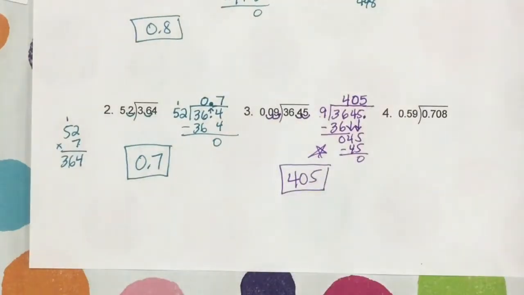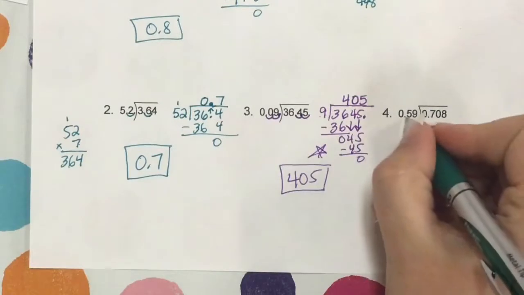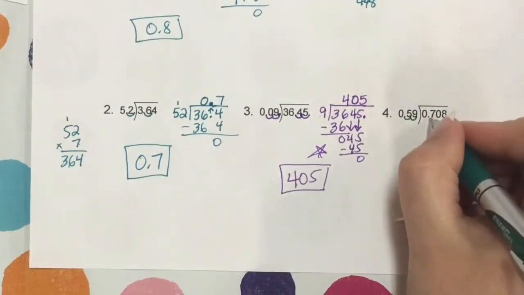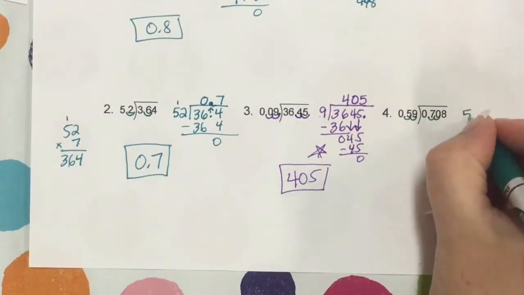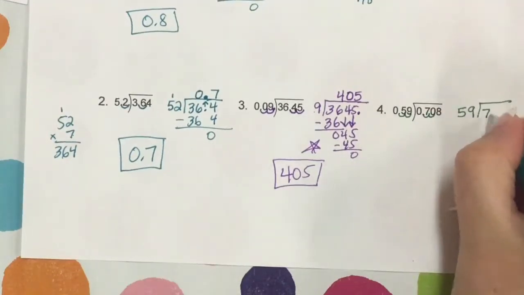Perfect. Okay, on to problem number 4. Let's see how you did with that one. Okay, so again, we can't divide by decimals. So we have to make this not a decimal. So we're going to move this over 2 places, and we're going to move it over 2 places here. So now we are doing 59 divided by 70.8.